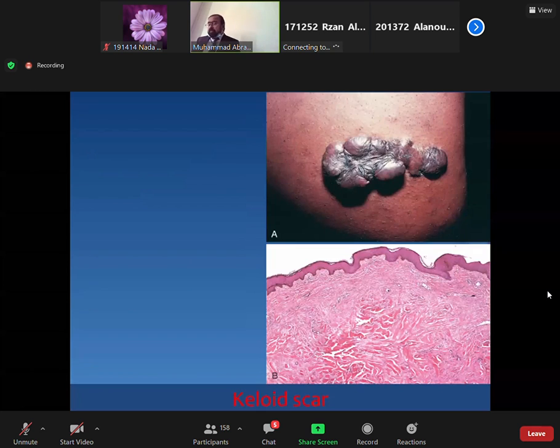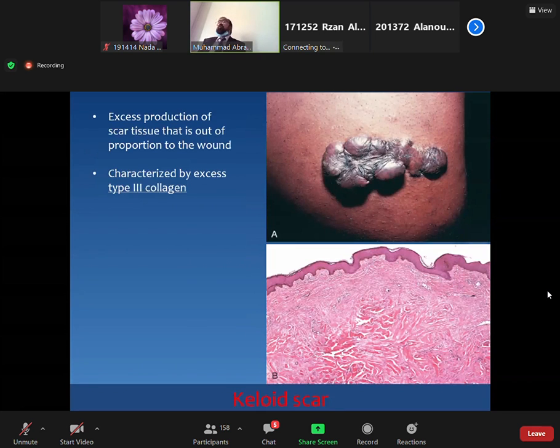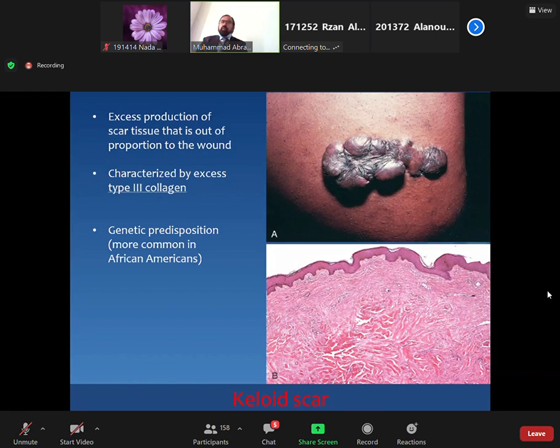The other one is keloid. Keloid is excessive production of scar tissue that is out of proportion. In a hypertrophic scar, it has been in proportion, although it has been raised. Here it is out of proportion, and usually it is collagen type 3. So if you touch this keloid, it will be soft as compared to the hypertrophic one. Basically it's a genetic one. Those with familial tendency are predisposed to form keloid.